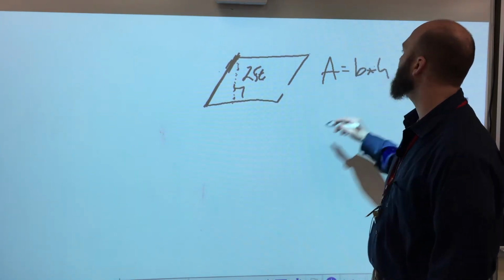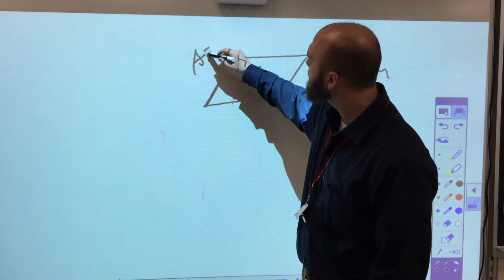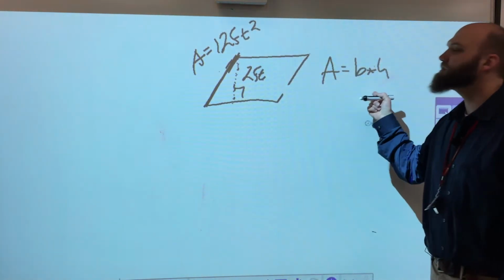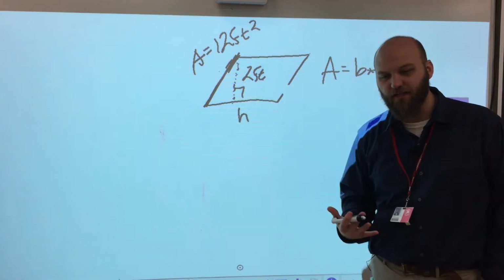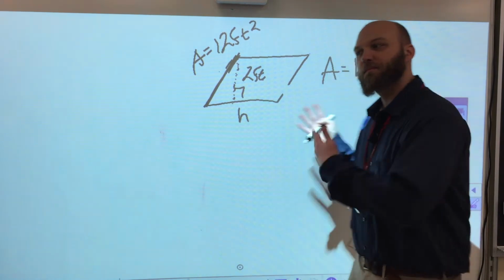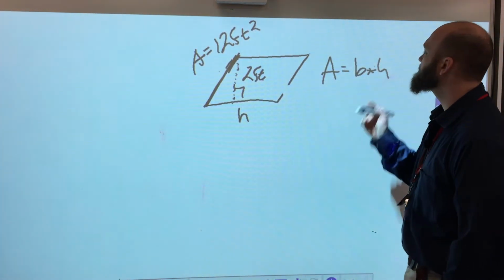Area equals base times height, and my area equals 12 foot squared. I use the same formula, and what I have here is h. I need to solve for height. When I'm thinking about these as variables in an equation, I solve them the exact same way that we did in the previous units, right? Area equals base times height.